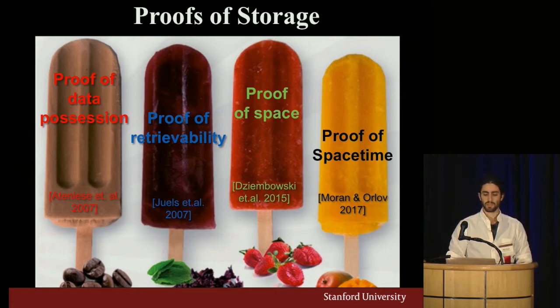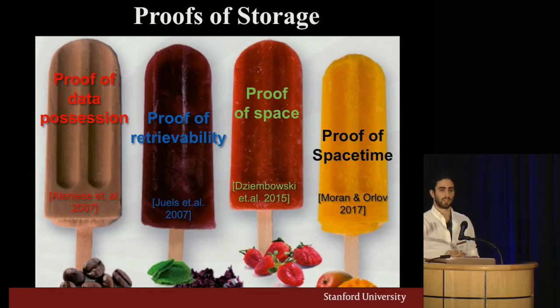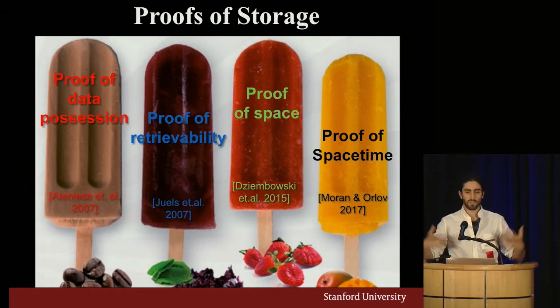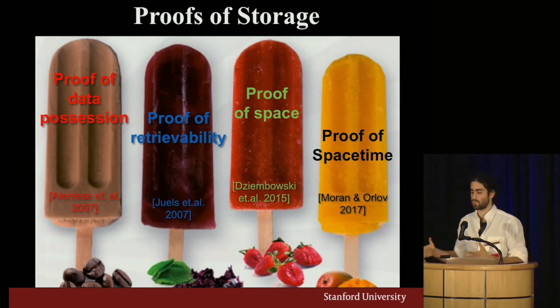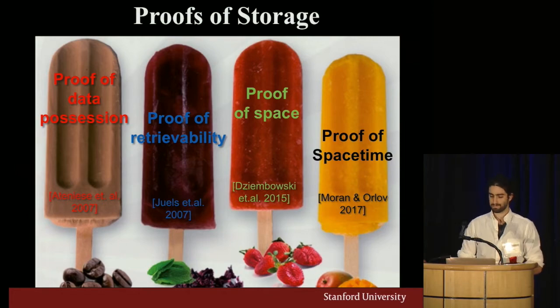A proof of space is not really related to retrieving a particular file, but it's proving that I'm using storage for something. And there's also a related concept of proof of space-time, which is that I'm using storage resources throughout a period of time.